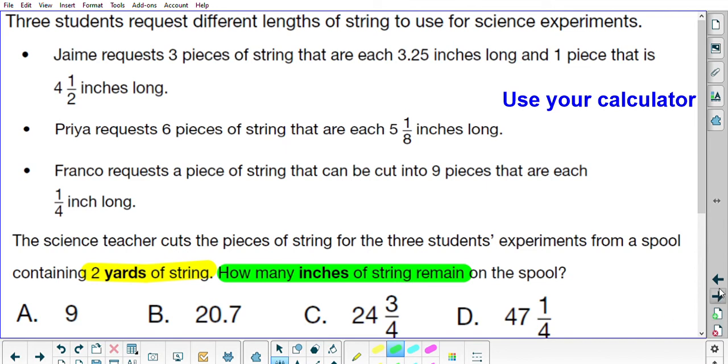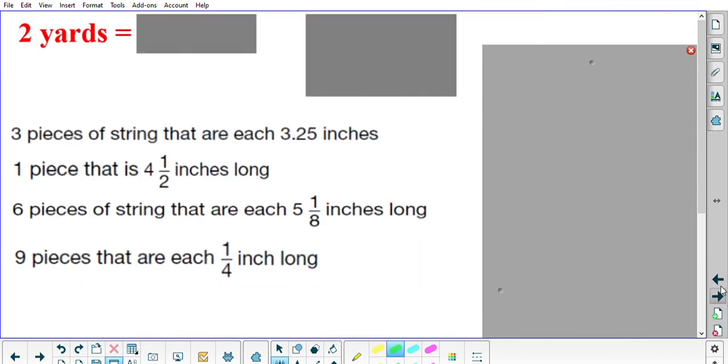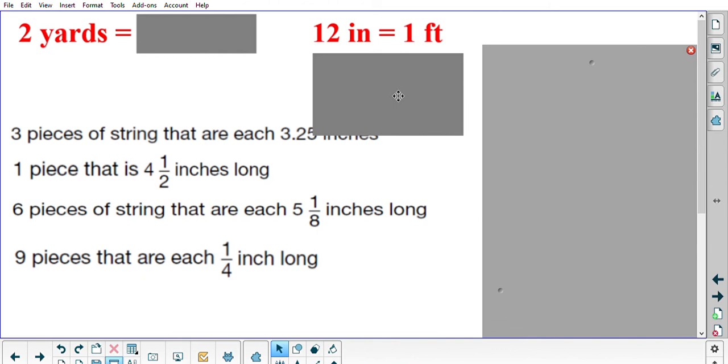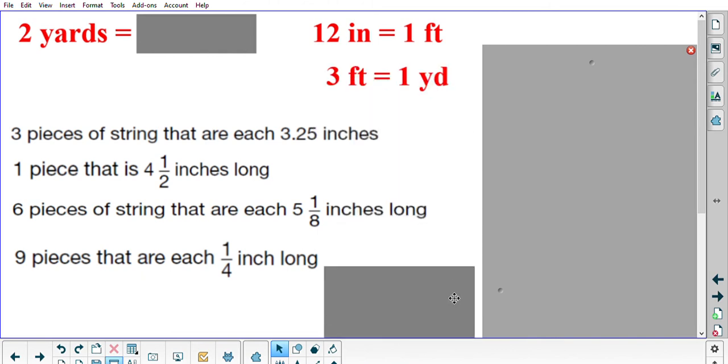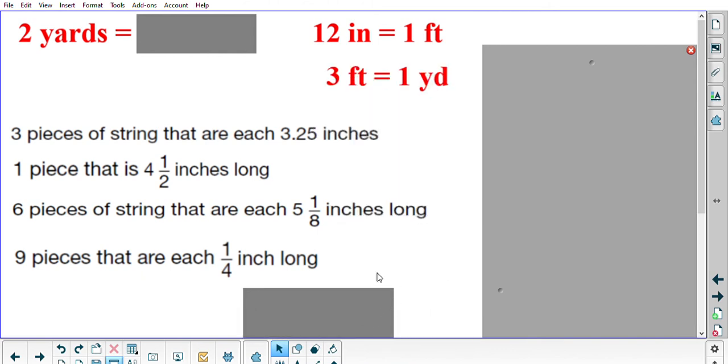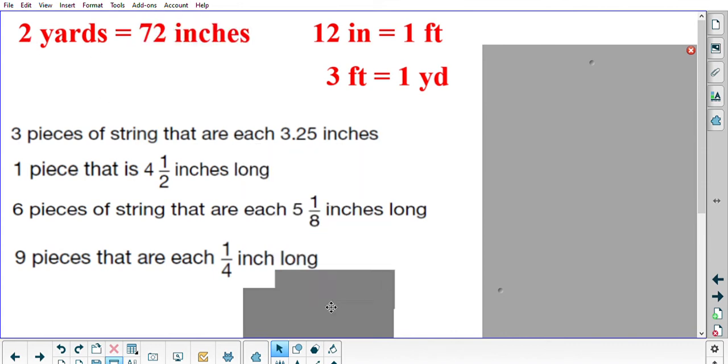So one of the very first things I did is I figured out, well, how many inches would 2 yards be? And hopefully you remember that there's 12 inches in a foot and 3 feet in a yard. So what does that mean? That means if you take 12 times 3, that would give you 36 inches in a yard. Take 36 times 2, and that would give you 72 inches.